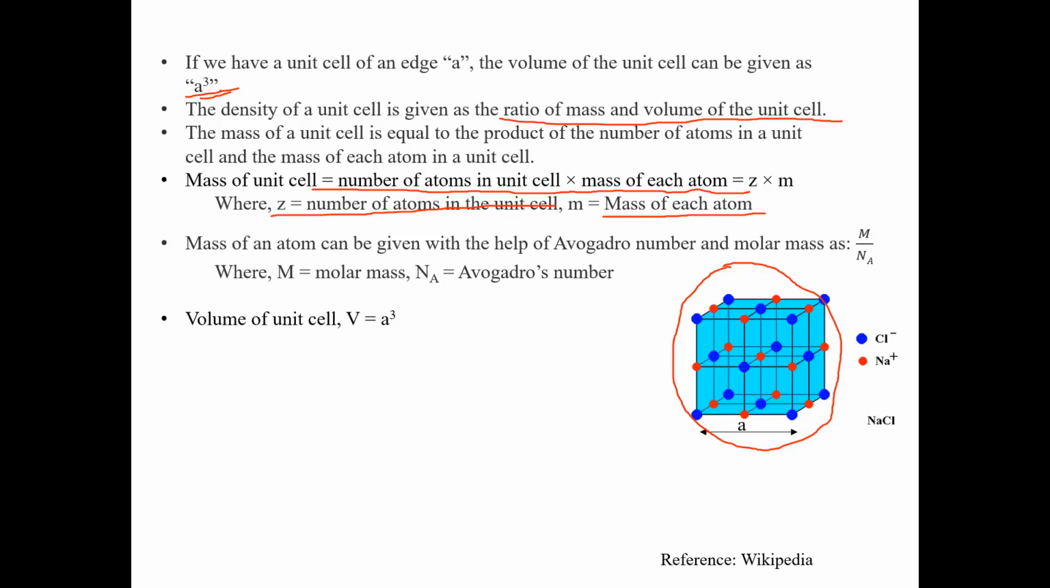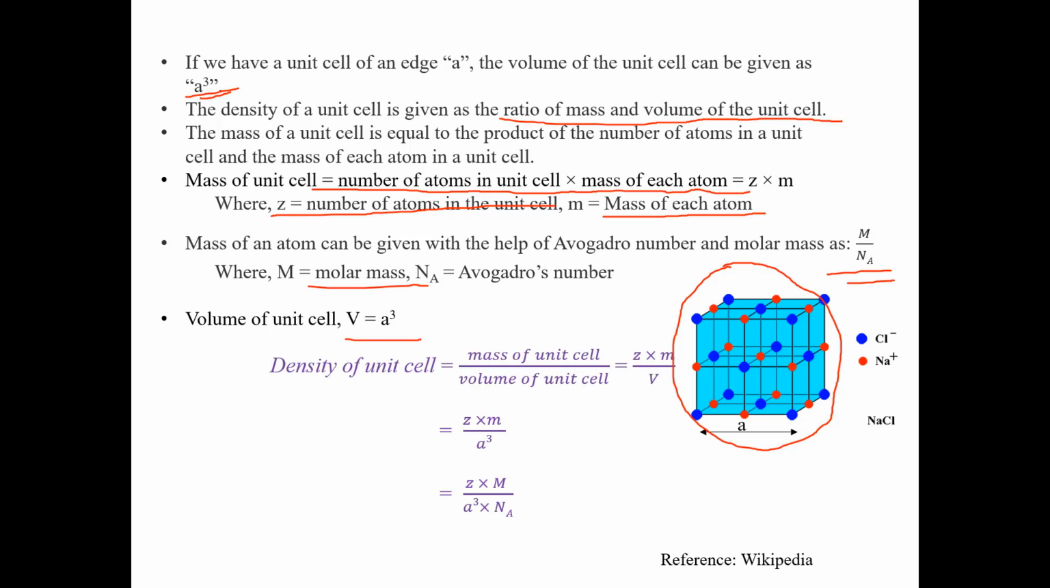Mass of an atom can be given with the help of Avogadro number and molar mass, which is equal to M by Na, where M is the molar mass and Na corresponds to the Avogadro number. And we know the volume of unit cell is V equal to a cube. Now, density of unit cell is equal to mass of unit cell divided by volume of unit cell, which is equal to Z into m by V, which is equal to Z into m by a cube.